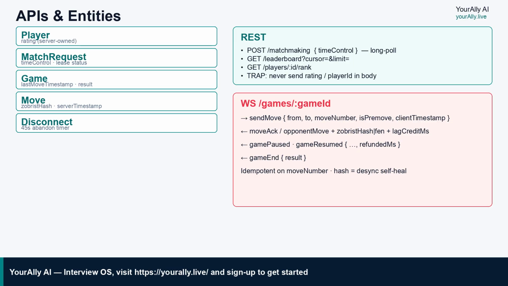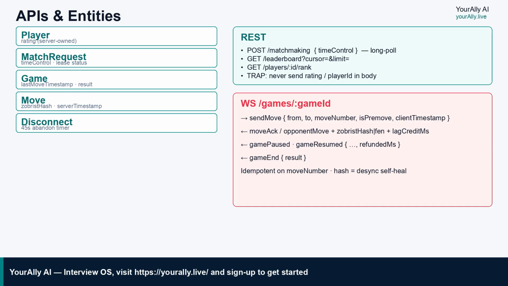WS games slash gameId. Client send move carries from, to, move number, is pre-move, and client timestamp. Move number makes retries idempotent. Is pre-move marks zero time staging. Client timestamp is a lag hint, not authority. Server pushes move ack and opponent move with white time ms, black time ms, Zobrist hash, and fan and leg ready times. Hash mismatch means resync the board without tearing the socket.